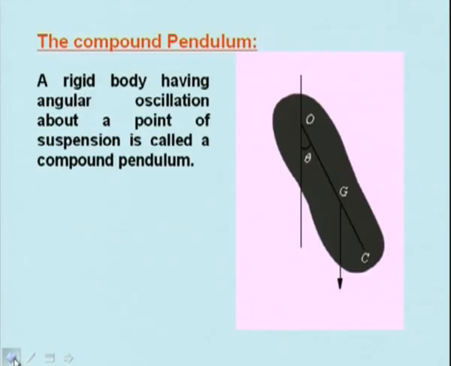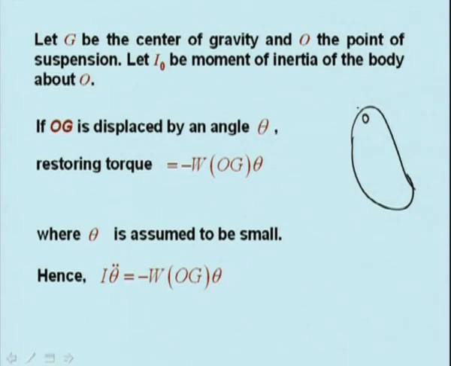So in this case you have to take the moment of inertia about this point. This is O and this point is G. G is the mass. Now if OG gets displaced by an angle theta, then you get a restoring torque minus W times OG theta, because the angle is small.